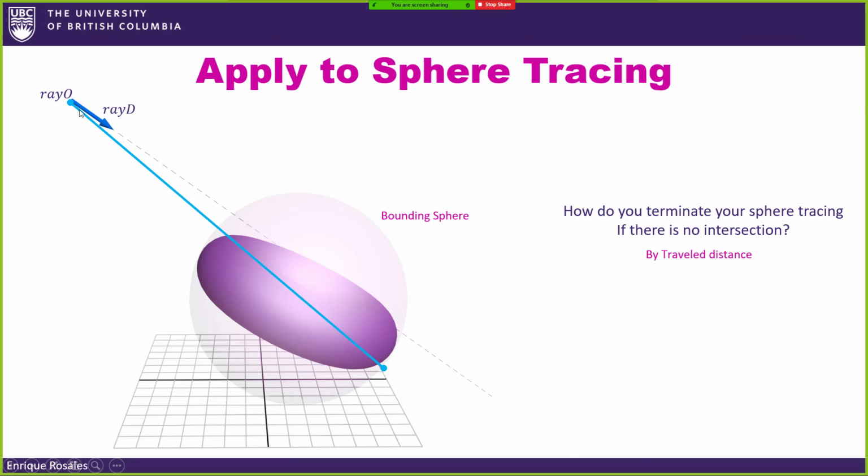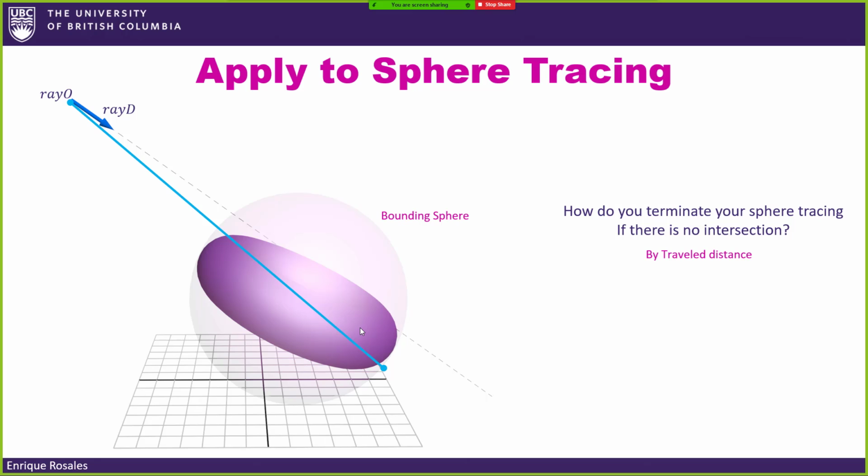Which means that if you're computing your sphere tracing and walking your ray, you need to store your total travel distance. Whenever your travel distance is already larger than this distance, for sure you will not get a new intersection with the torus, because you have already left the torus behind. That is basically what we use to terminate any sphere tracing algorithm. It is very straightforward. You just need to compute that distance beforehand.